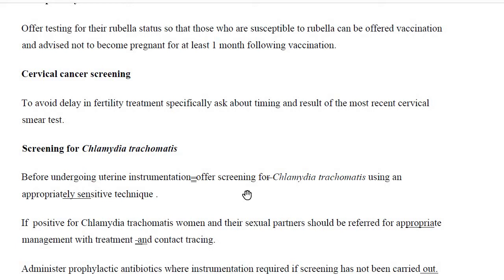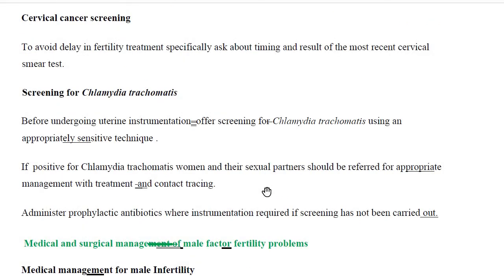Screening for chlamydia trachomatis: before undergoing uterine instrumentation, we should offer screening for chlamydia trachomatis and use an appropriately sensitive technique. If positive, women and their sexual partners should be referred for appropriate management with treatment and contact tracing. Administer prophylactic antibiotics where instrumentation is required if the screening has not been carried out.